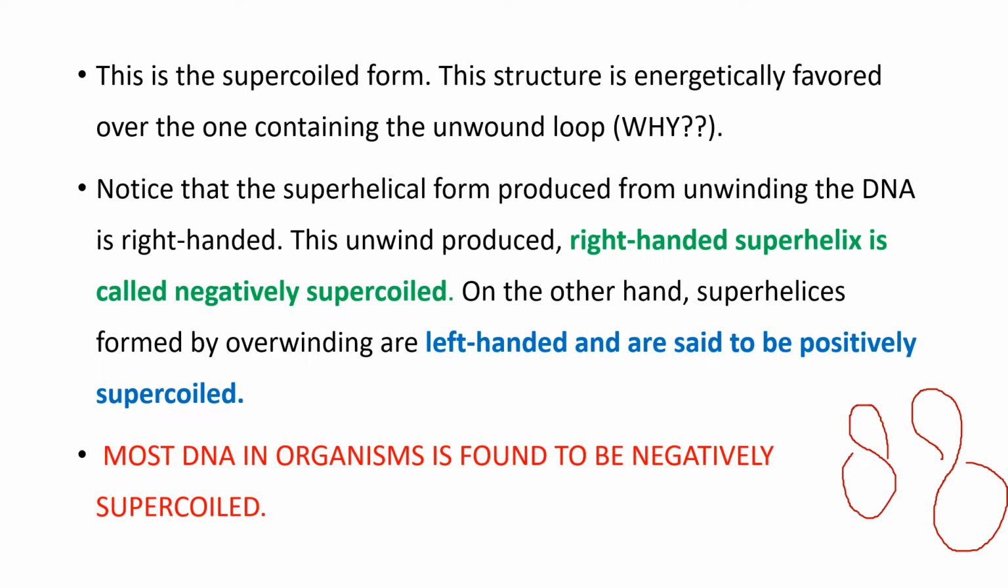So it is known as negatively supercoiled. And if it is left-handed, then it is positively supercoiled DNA molecules. Is it clear to you? Negative and positive. However, mostly the DNA molecules in organisms are found to be negatively supercoiled, that is right-handed. The maximum amount of DNA molecules is supercoiled negatively. Supercoiling of DNA: negative and positive strain.